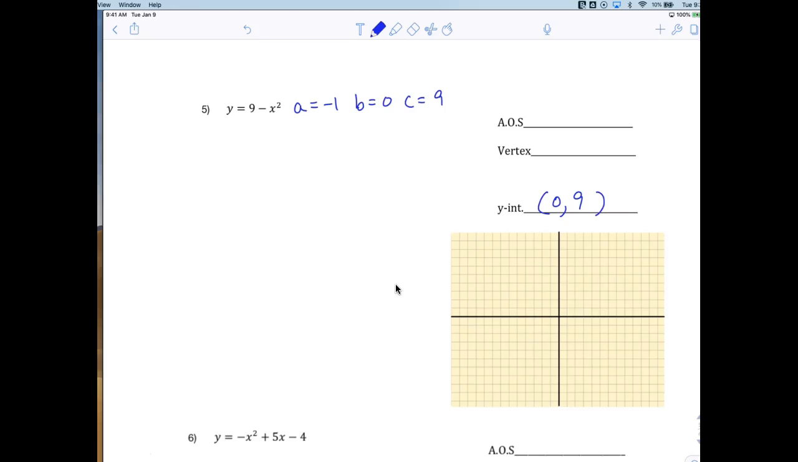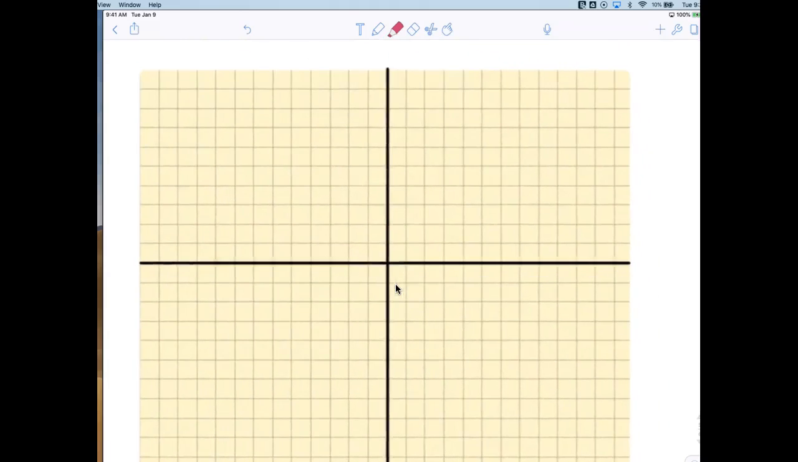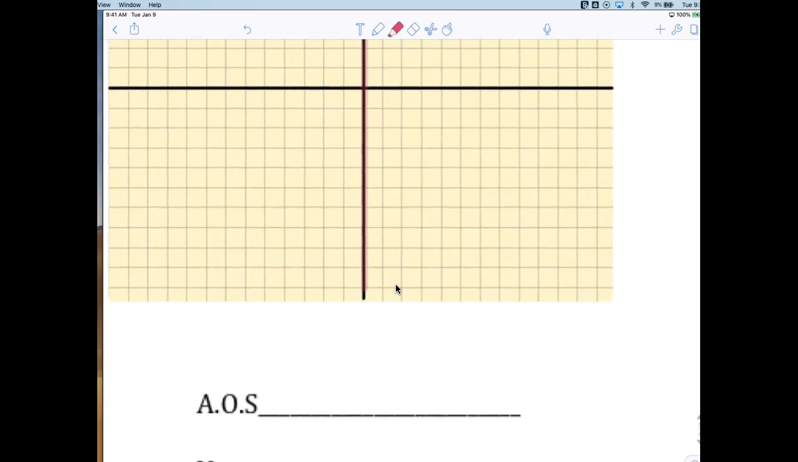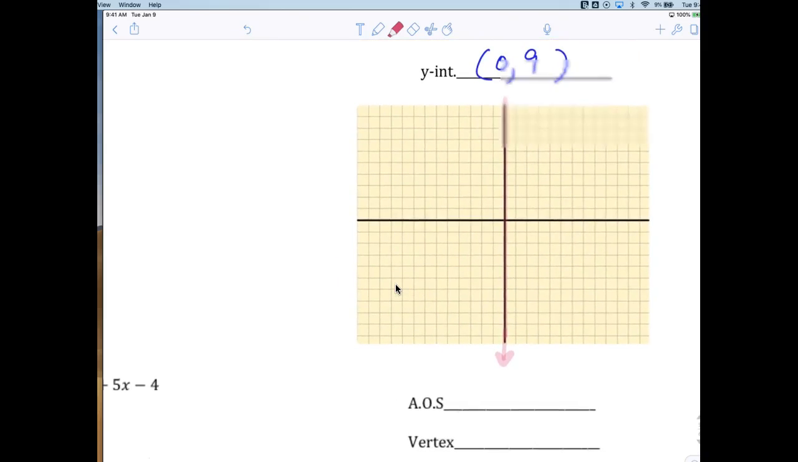Axis of symmetry. X equals negative b over 2a. Negative 0 over 2 times negative 1, which is automatically what? 0. So now we have to graph x equals 0. There's your axis of symmetry. Everybody okay with that?